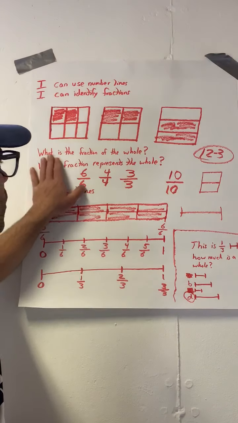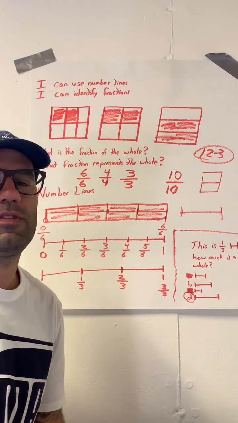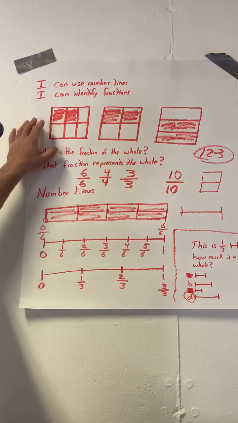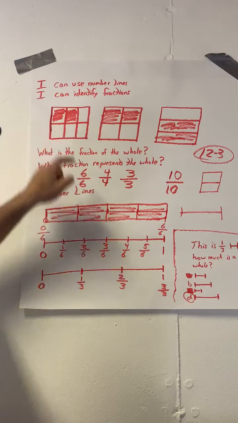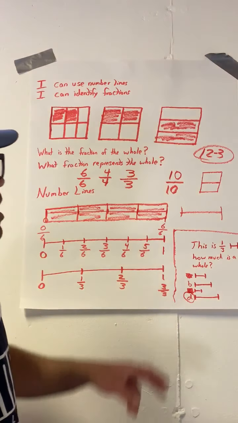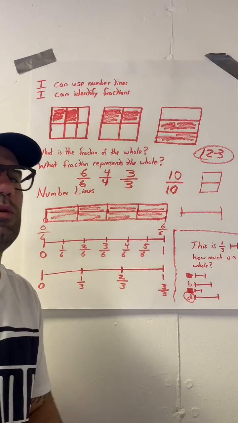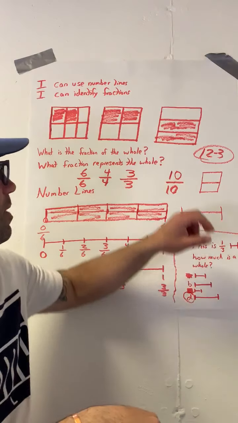So, what is the fraction of the whole? Basically, that's a fancy way of saying what is the fraction? So you can look at this one. The numerator is 2. 1, 2, 3, 4, 5, 6. So we'll call that 2/6. See this one here? It's 2 out of 4. So we're going to call that one 2/4. The total number goes in the bottom.